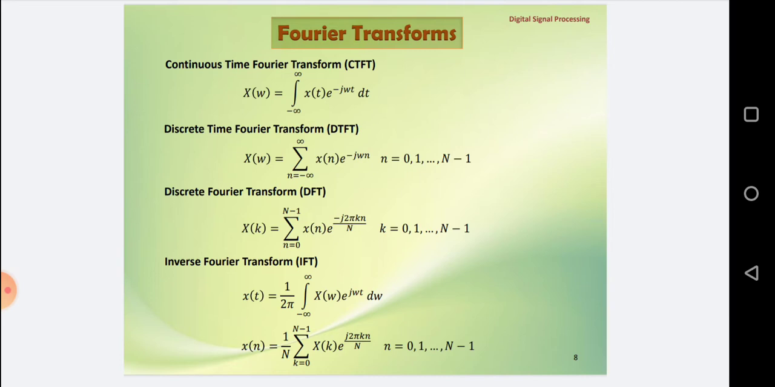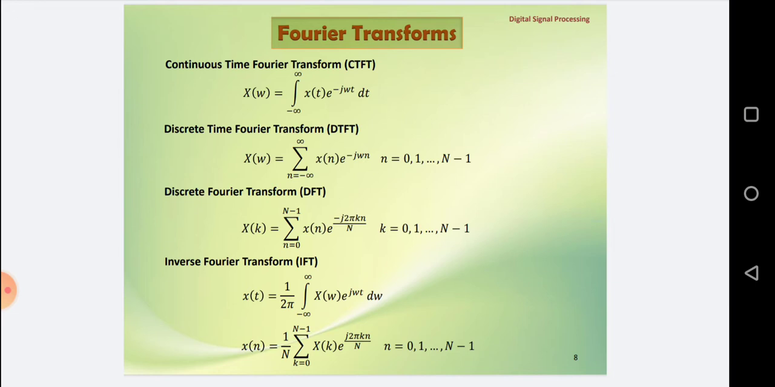Next, the discrete time Fourier transform, where capital X of omega is equal to summation n ranging from minus infinity to infinity x of n into e raised to minus j omega n. Then the discrete Fourier transform, that is DFT: x of k is equal to summation n 0 to N minus 1 x of n into e raised to minus j 2 pi k n by N, where k ranges from 0 to N minus 1. We'll see what is the difference between DTFT and DFT.